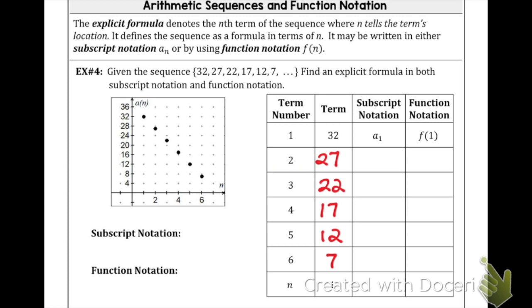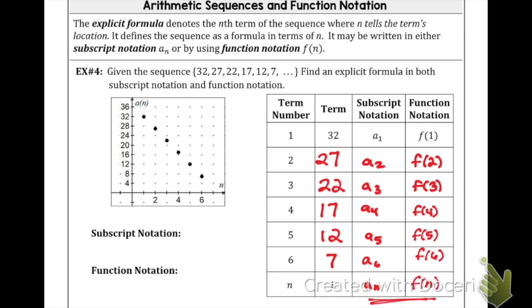So we have our first term, second term, third term, fourth term, fifth term, sixth term, and then our a sub nth term. If we did it in function notation, it'd be f of 1, f of 2, f of 3, f of 4, f of 5, f of 6, and then f of n. All right, so we just have our two different notations happening here. We have it in subscript, we have it in function.